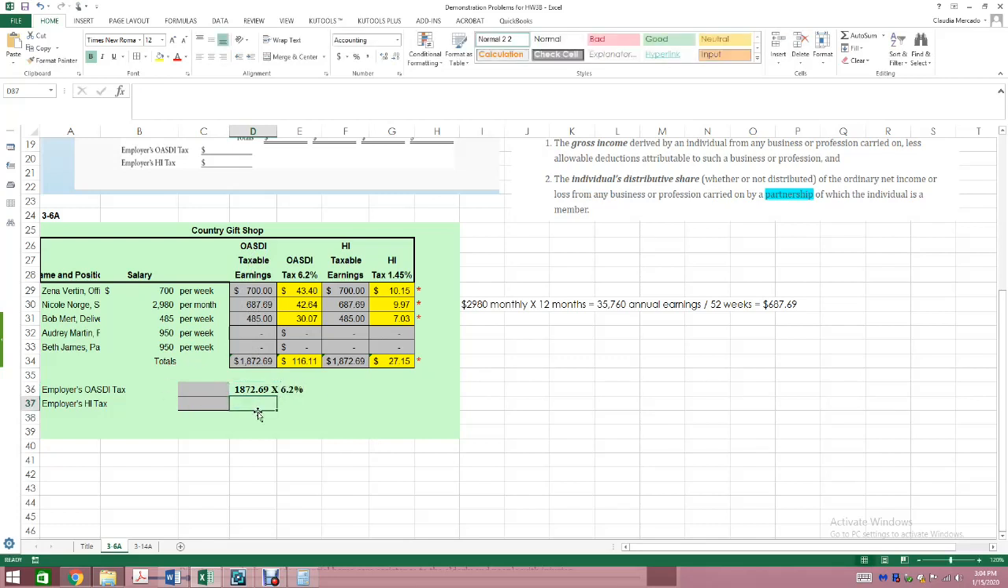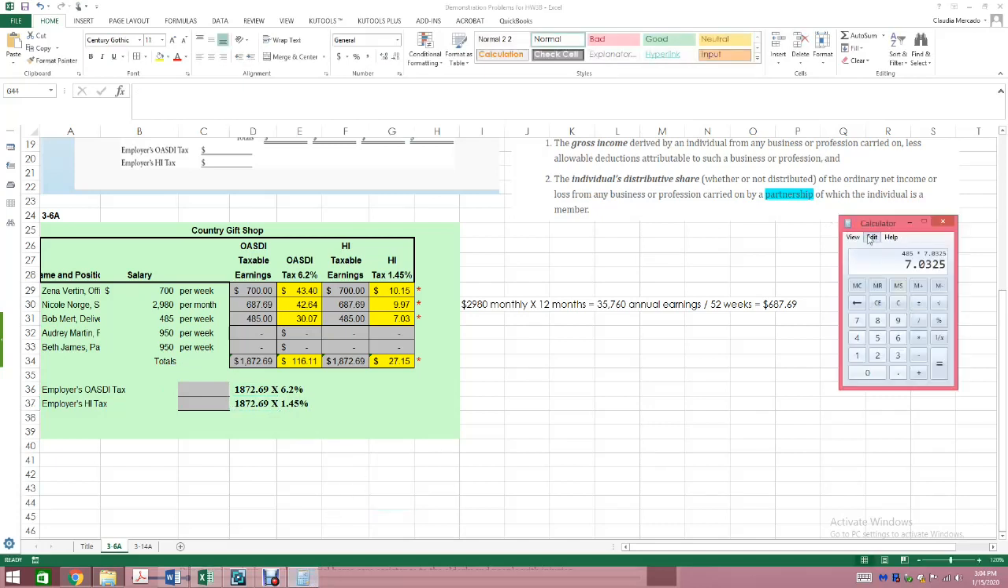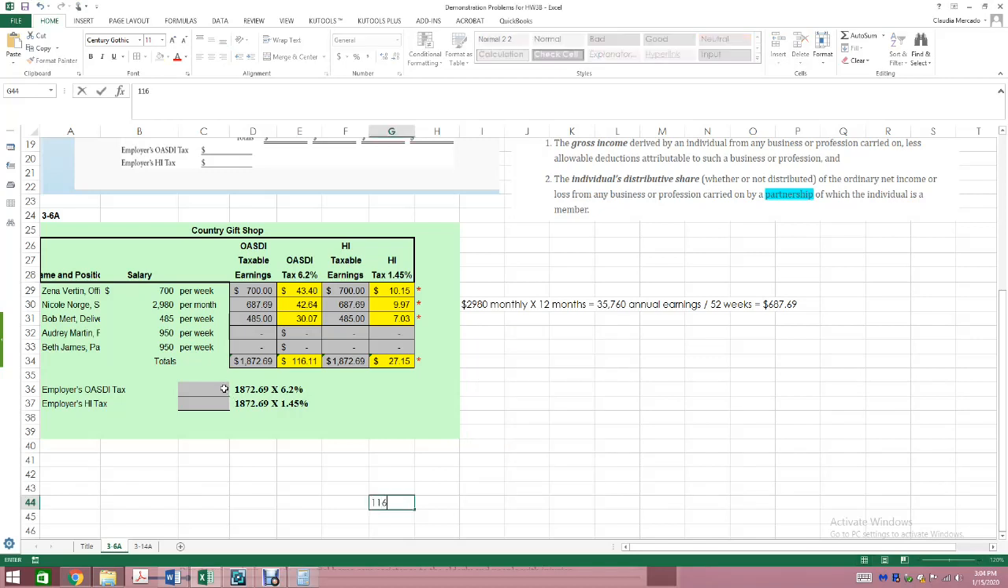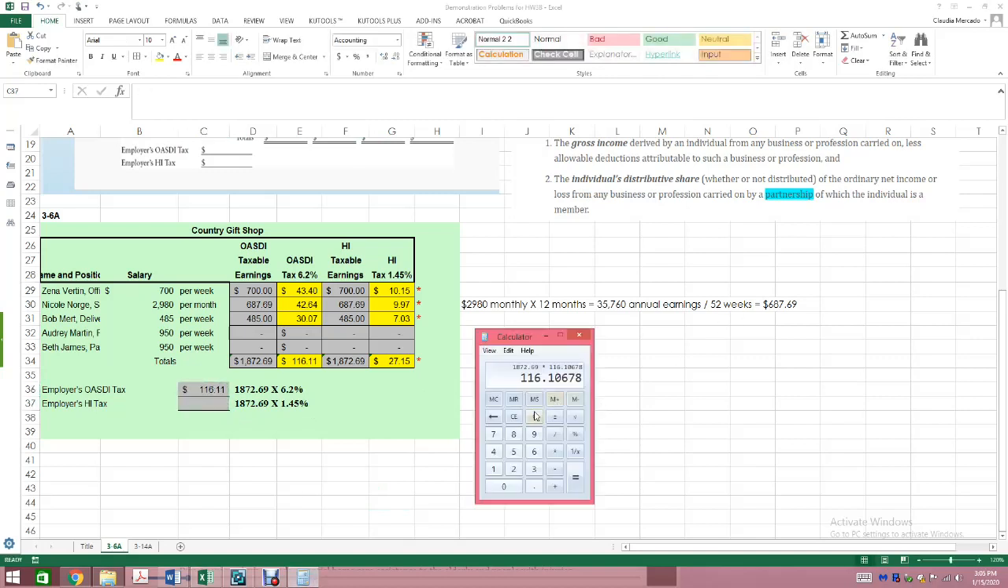I'm going to do that for both OASDI and HI. So we're going to run those numbers and let's see what we get. Let me put my calculator down here. So it'll be 1872.69 times 6.2%. That gives me 116.106. Now, because this third digit is a 5 or greater, I'm going to round up. So it'll be 116.11.